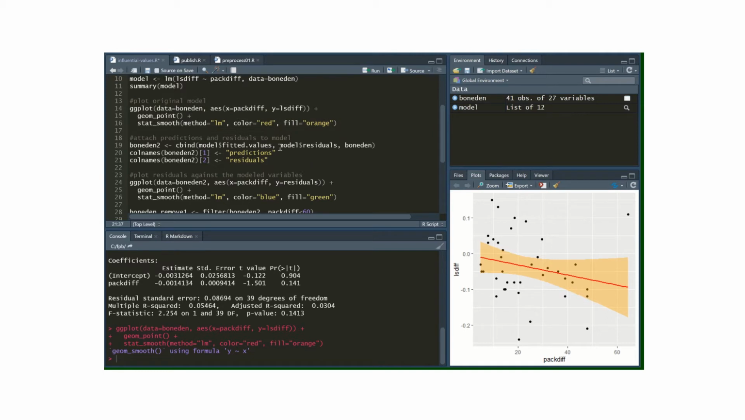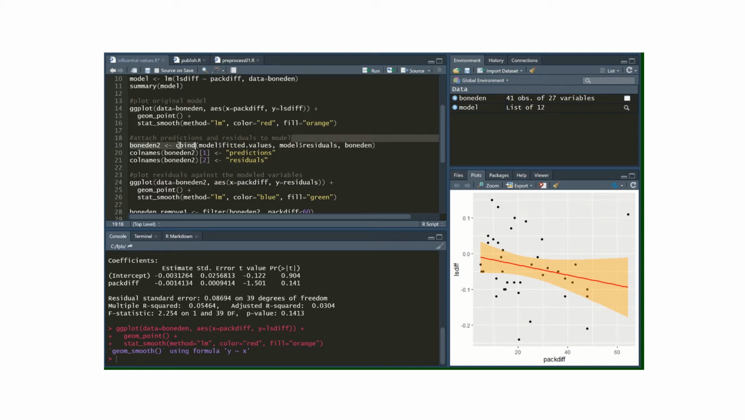And so there happens to be a variable in the model output which I called model in line 10, there happens to be a variable called residuals. We've seen this before, and there's also another variable called fitted values, fitted dot values, and those are the same as the predictions. And so it's possible to use the cbind function, which is column bind, to attach the columns together. So in the same data frame, we'll get the fitted values or predictions, we'll get the residuals, and we'll get the original data.